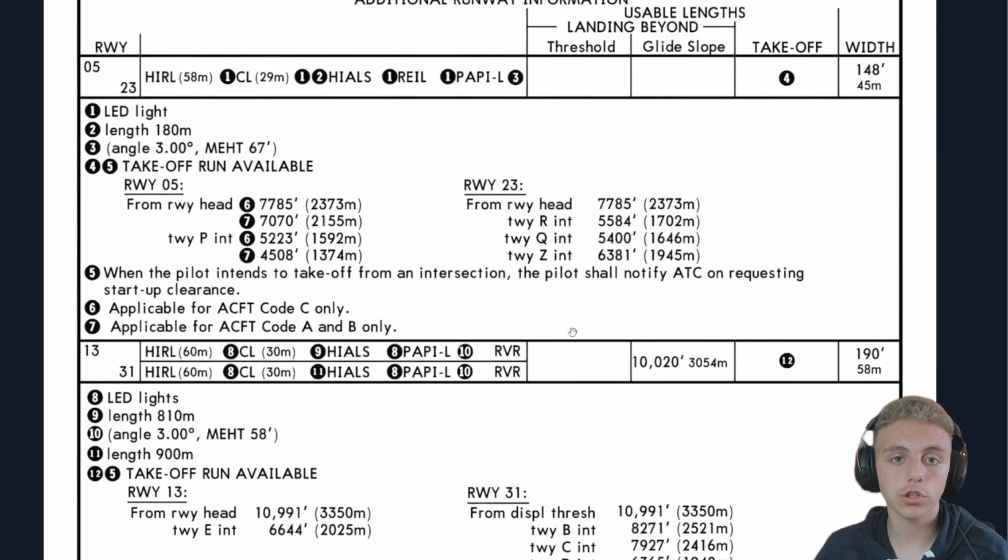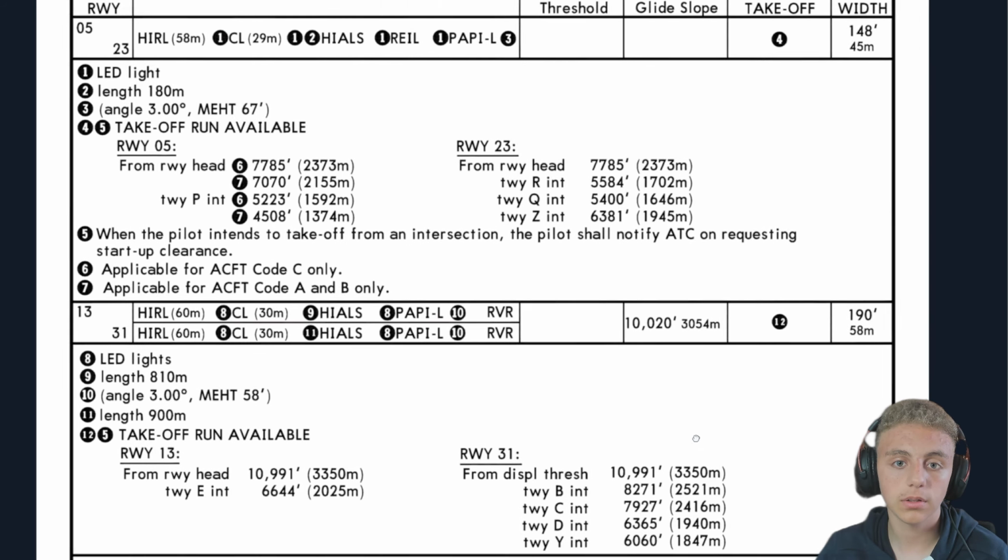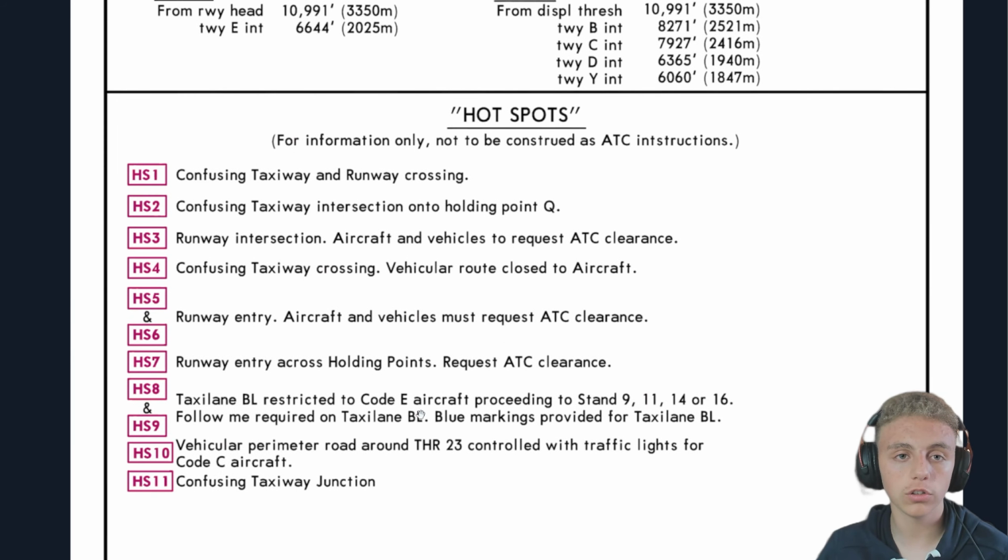Here you have nothing over threshold, because there is not a displaced threshold to land on. And over here you have the landing beyond the glide slope. Since runway 13 and 31 has an ILS system, assuming you follow the glide slope perfectly, you have 10,020 feet of runway to land after the touchdown point on the glide slope. Takeoff run out, it says down here, very similar to the one up here, and you have a width of 190 feet. We will now continue down to the hotspots area.